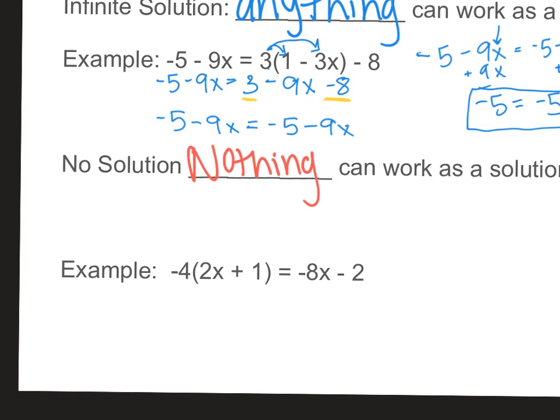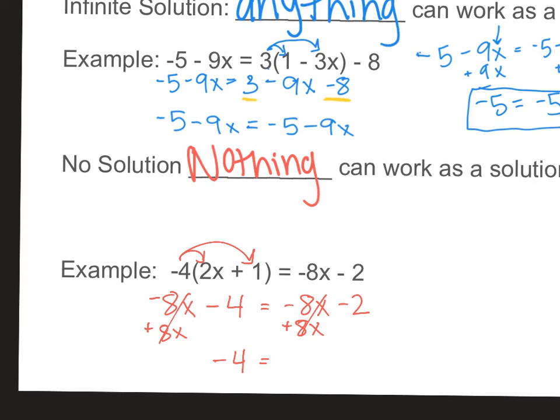And on the opposite end, sometimes nothing's going to work. You won't have a solution. Now let's practice one like that. Again, we're distributing. Okay, so we've got negative 8x minus 4 equals negative 8x minus 2. We want our variables on the same side of the equation, so I'm going to add 8x to both sides. And now they go away on both sides, so we end up with negative 4 equals negative 2.